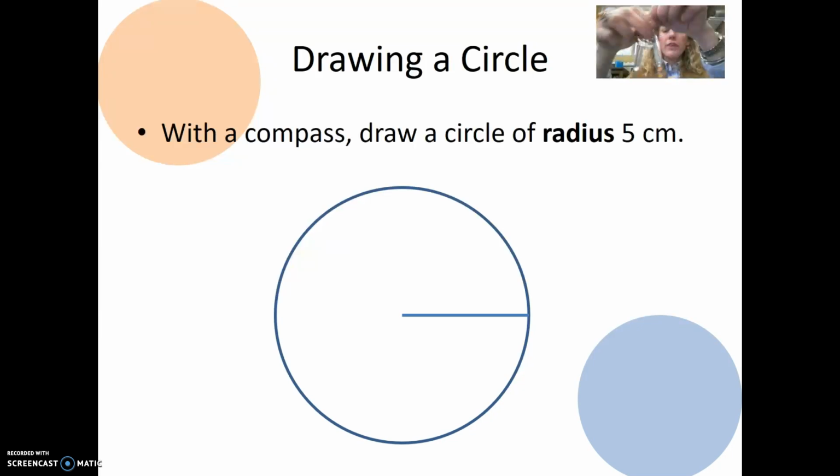And some people find it easy to hold up here. I had one student today who was able to hold the compass like a pencil and just kind of force the point down and then rotate the pencil around. I find that a little bit harder. So, you know, just find whatever works for you. But I want you to draw a circle with a radius of 5 centimeters, and then I want you to go back and draw a line out from the center and label it 5 centimeters, just like that. Go ahead and pause the video and do that now.